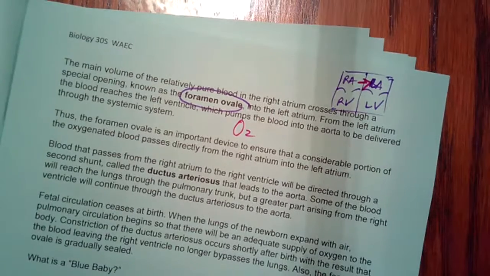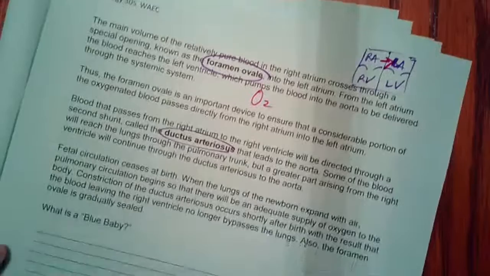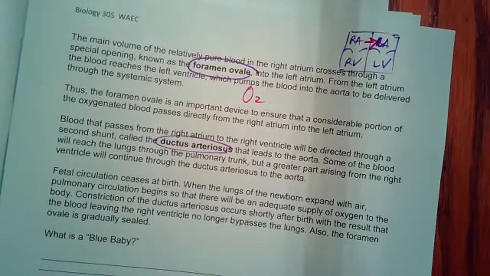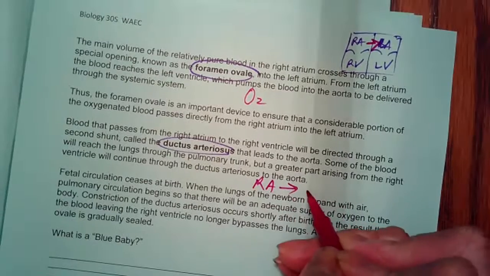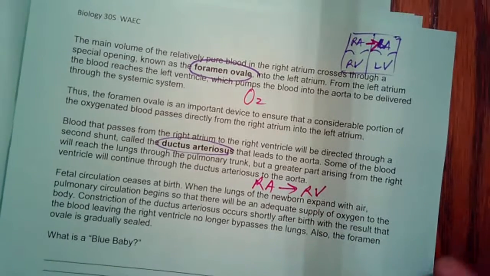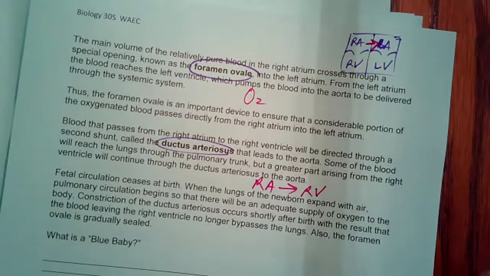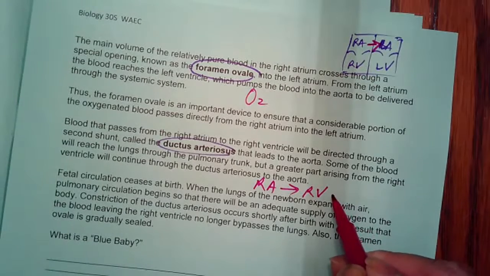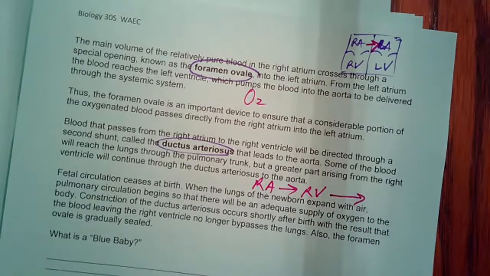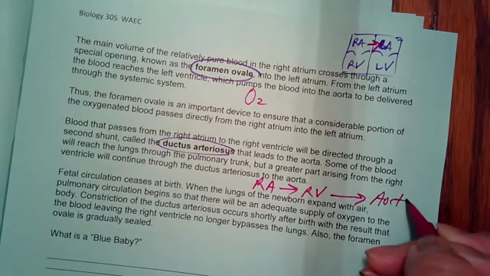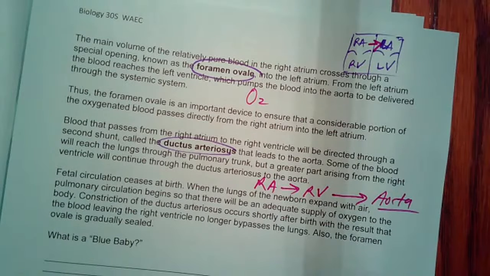The other shunt that allows circulation in a fetus is called the ductus arteriosus, that leads to the aorta. So you have the blood coming from the right atrium, leading to the right ventricle. Now, normally this goes through the pulmonary artery and into the lungs, but because the lungs are non-functional, the blood of the fetus goes straight from the right ventricle into the aorta and again into the circulation of the fetus.